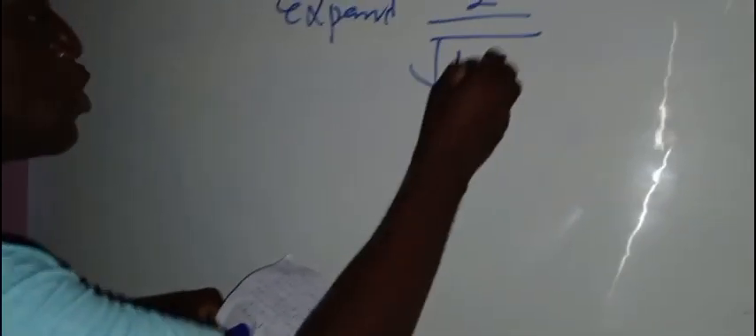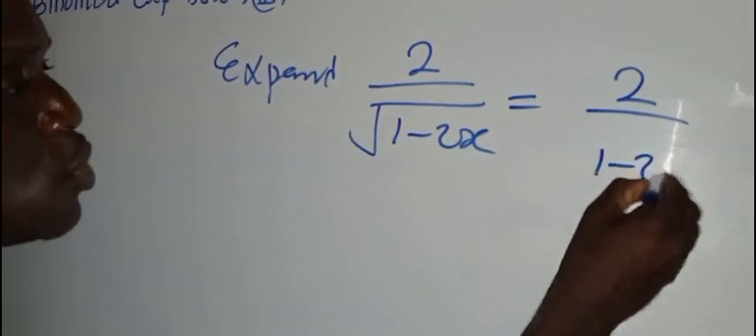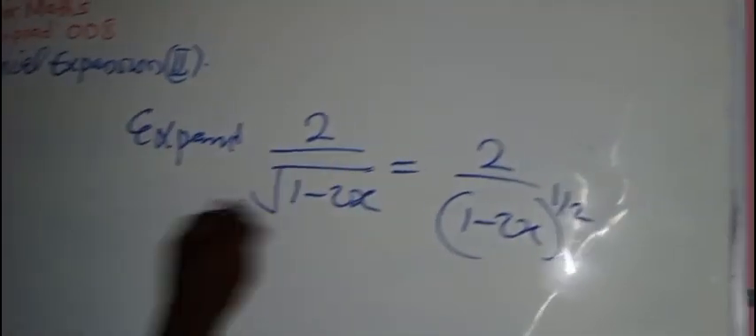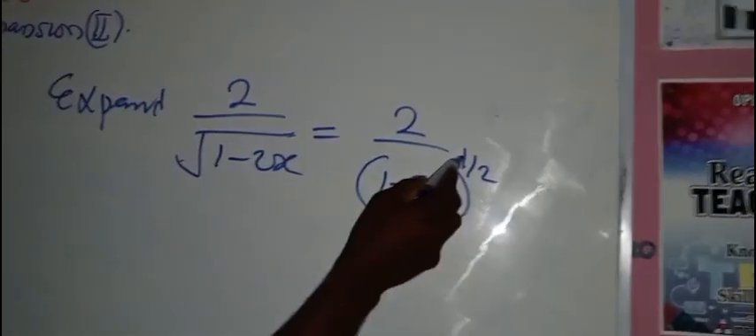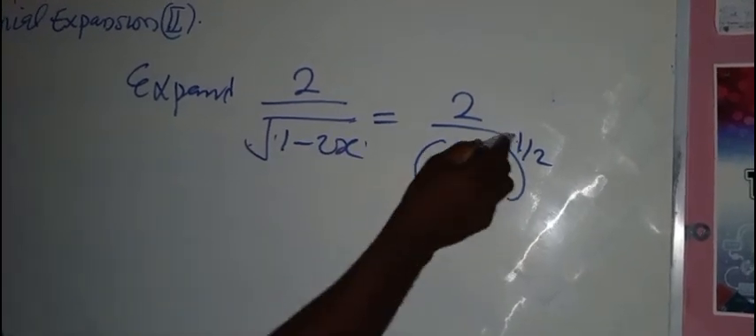Expand 2 over square root of 1 minus 2x. Now, the meaning of this in mathematics is 2 over 1 minus 2x raised to power half. Do you agree with that? Square root. If it is cube root, 1 over 3. If it is this one squared, cube root, it will be 2 over 3. But this is square root, that's it.